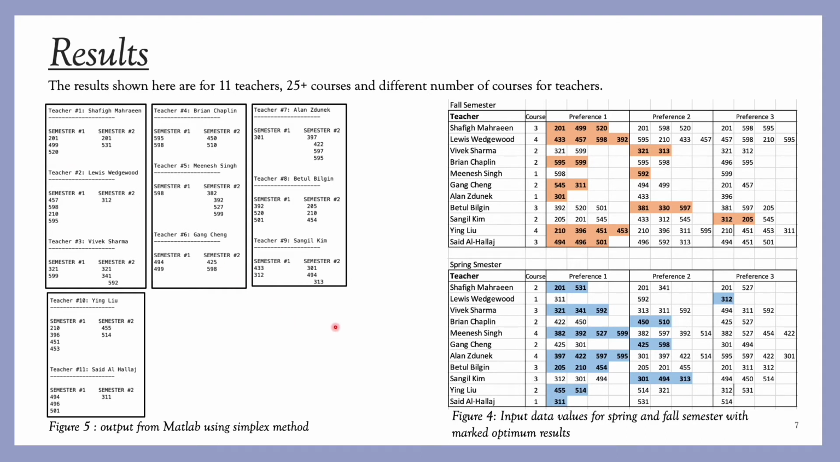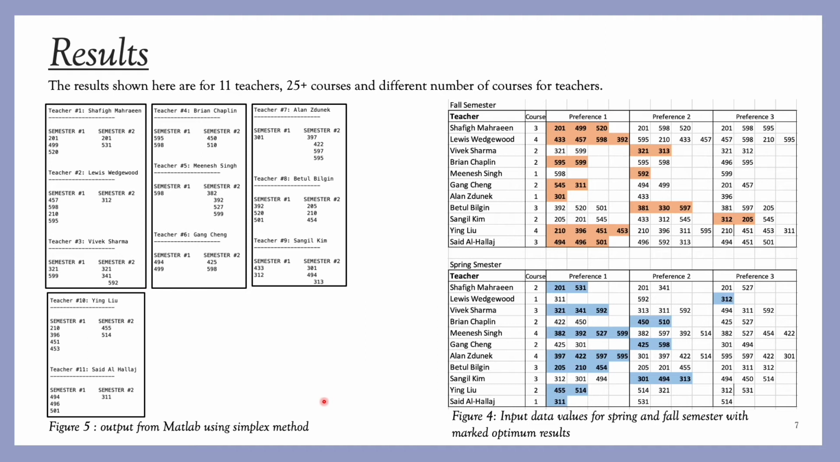Let's take another example from spring semester. For spring semester for Dr. Vivek Sharma, the course allocated is in preference 1, which is 321, 341, and 592. And if you see Dr. Vivek Sharma's results for spring, it is 321, 341, and 592.